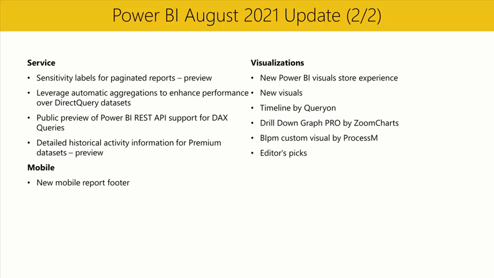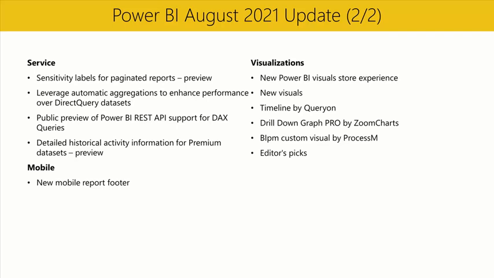We also have several exciting new and updated visuals available for you on AppSource. New this month are the Floor Plan visual by Simpson Associates, the Timeline Box visual by TheraTrack, the Timeline Basic visual by TheraTrack, the Fraser visual by vPhrase Analytic Solutions, and the Balance Sheet visual by K-Team Solutions GmbH. Updated this month are the Timeline visual by Quirion, the Drill Down Graph Pro visual by Zoom Charts, and the BIPM custom visual by Process M.